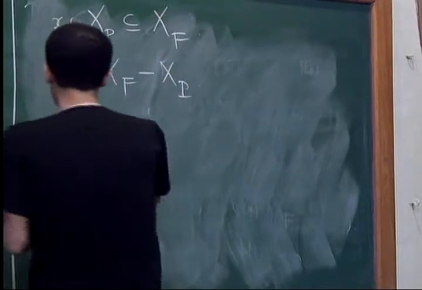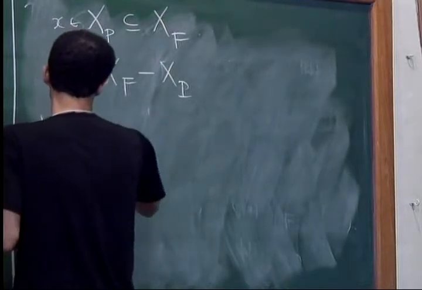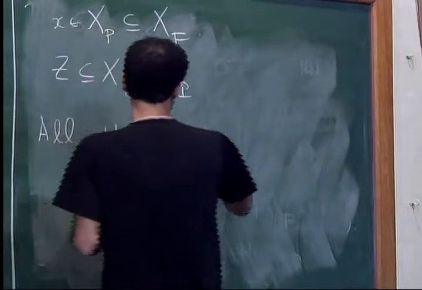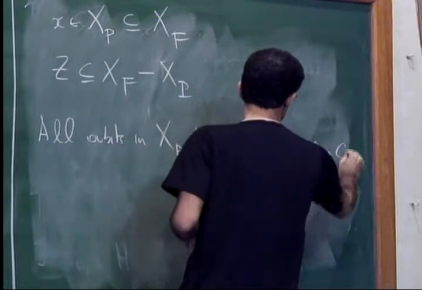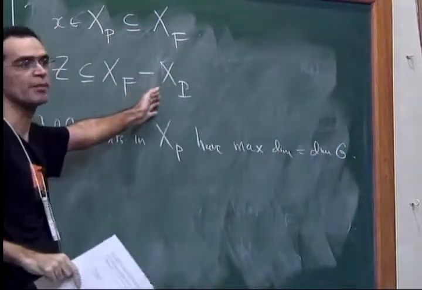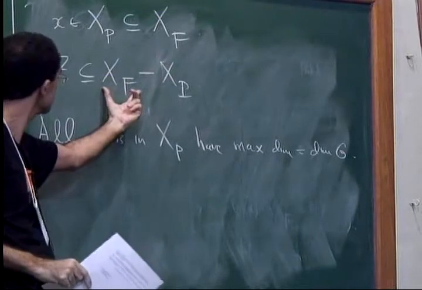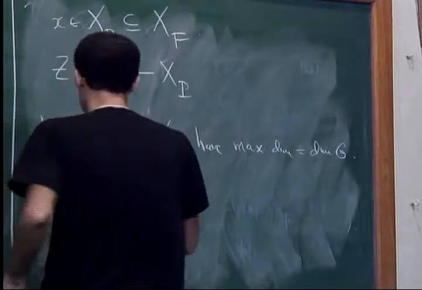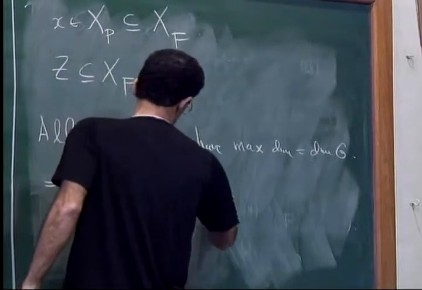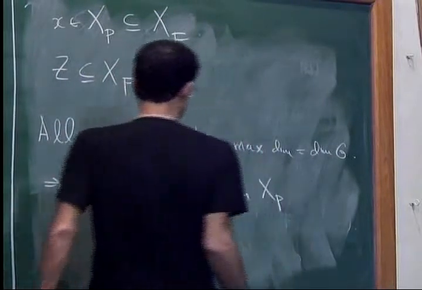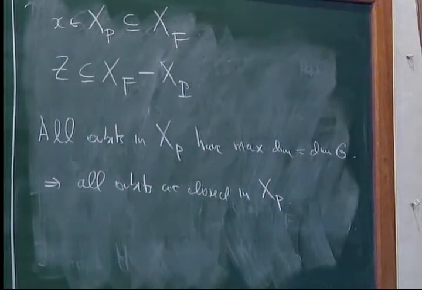So you see that all orbits in XP have the maximum dimension, equal to the dimension of G, right? Because I left out all the orbits which have smaller dimension. That's the definition of Z. And if that's the case, then all orbits are closed in XP. Right? Because if you have an orbit that is not closed, then you look at a boundary point, and you look at the orbit passing through that boundary point. It will be contained in the boundary, but the boundary has smaller dimension.